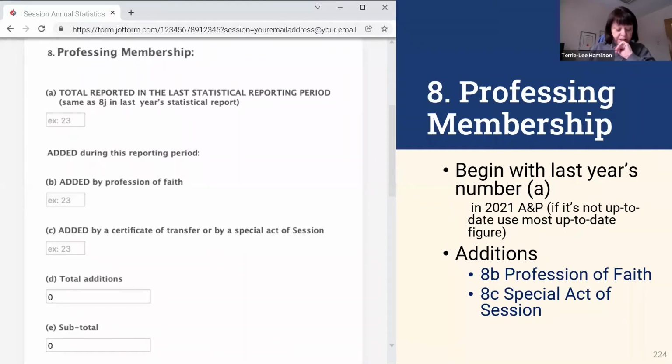On to the next one about professing members. One of the things to be very careful with this one is to ensure that the number that you enter first is the number which you had as last year's in your statistical report for the number of members in your congregation. If you don't have that stat form, you can check the Acts and Proceedings for those stats that were submitted, and or go back and check your annual report from 2019 that will outline the members. And then from here, you will note those who will be added by profession of faith or those who have been added by certificate of transfer. And both of these are done by act of the session.